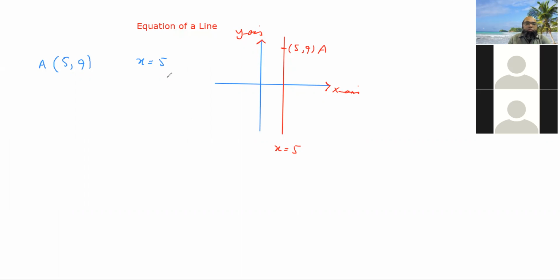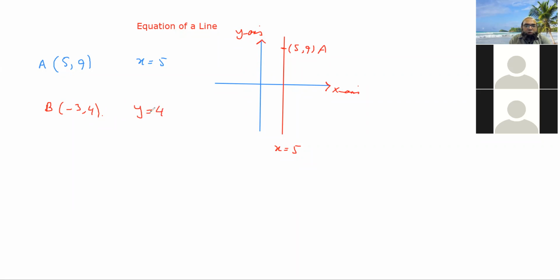So you must be able to give the equations of the lines which are vertical. I was actually asking you for the equation of a vertical line, and I have told you that is in the form x equal to 5. Now suppose we have another point, a point B which is minus 3, 4. Now we have to give the equation of a line which is passing through the point B and is parallel to the x-axis. If that is parallel to the x-axis, then what will be the equation of that line? Yes, that will be y equal to 4.